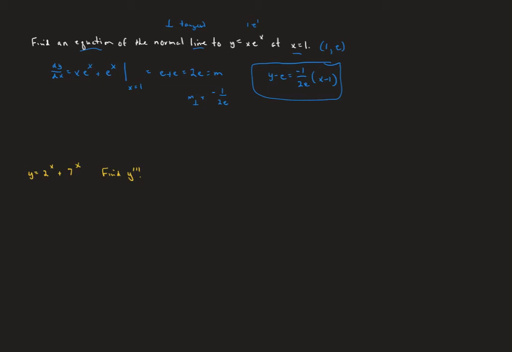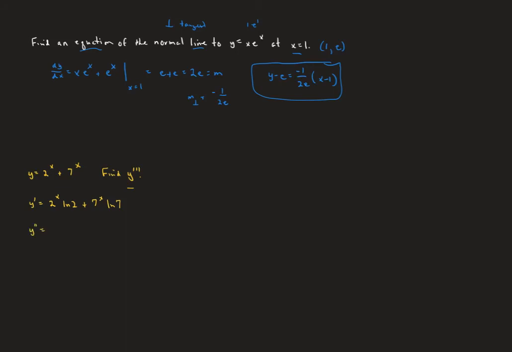So now we want to find y triple prime, the third derivative. So this is really just trying to make us, I'll use the prime notation, make us understand how we differentiate a to the x. So remember, that's going to be 2 to the x times natural log 2, and then we'll get a 7 to the x times a natural log 7. So there's our first derivative.